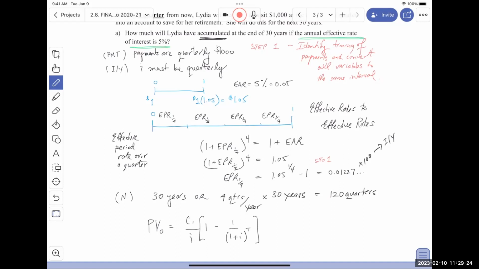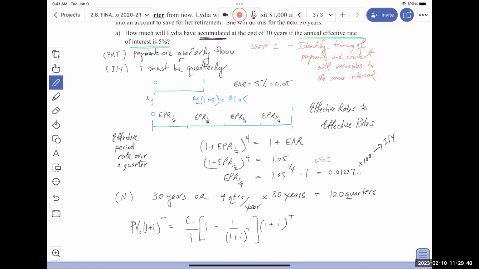But we want the future value. We don't want the present value, right? So we need to take this and take it to the end of the period. So this is actually going to give us the future value. It's putting the annuity formula and the time value of money formula together.